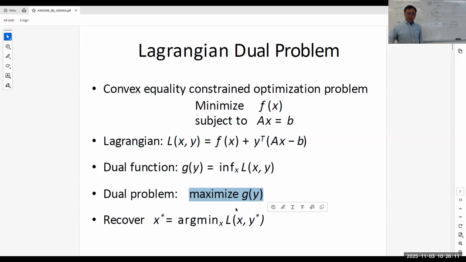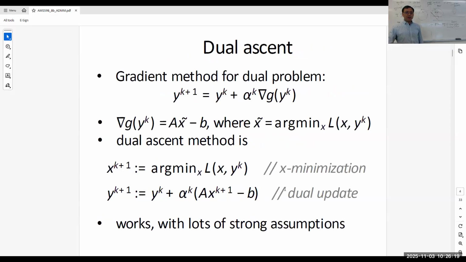Then once we have this minimax and max min problem, the goal is we try to set up this so-called dual ascent algorithm, right? So the dual ascent algorithm is, okay, let me.